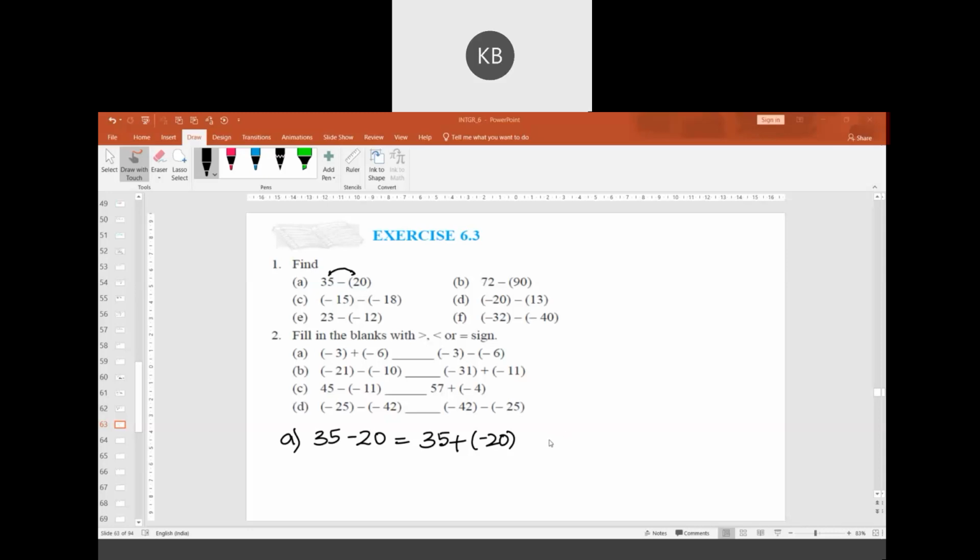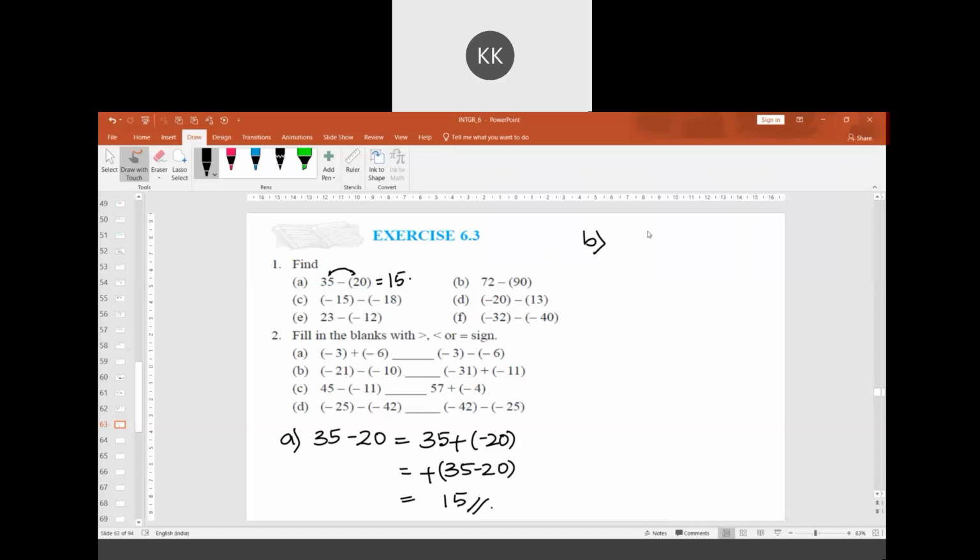In the class, I had mentioned that every subtraction question must be changed to an addition question. So 35 minus 20 can be written as 35 plus minus 20. Now the addition of unlike integers is very easy. We have to do subtraction and take the sign of the larger value. The larger value has a plus sign, so the answer is positive 15 for the first one.